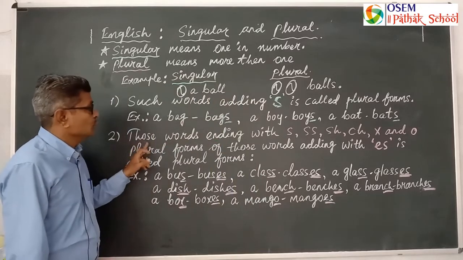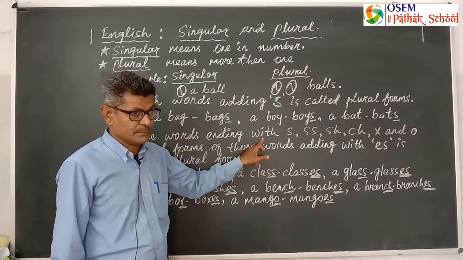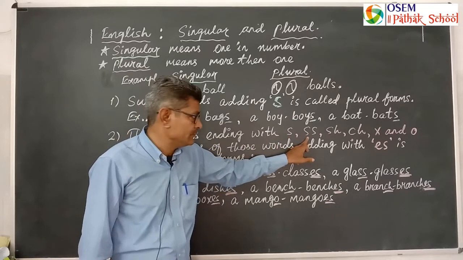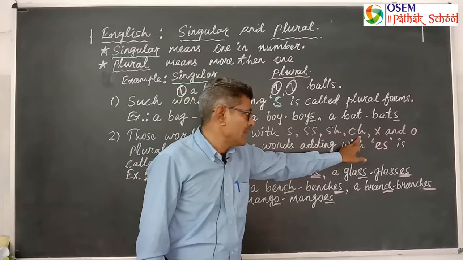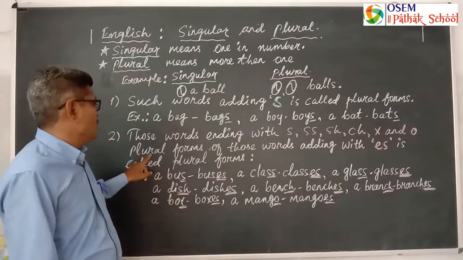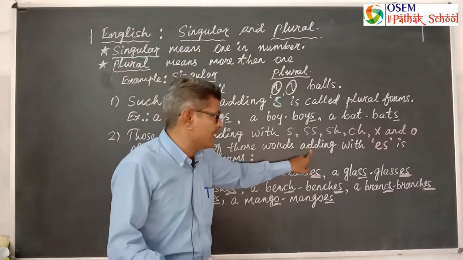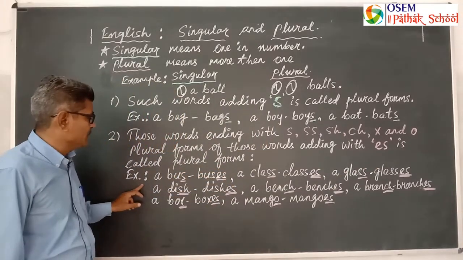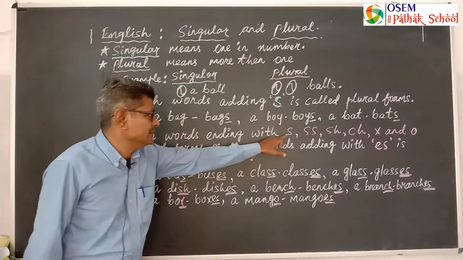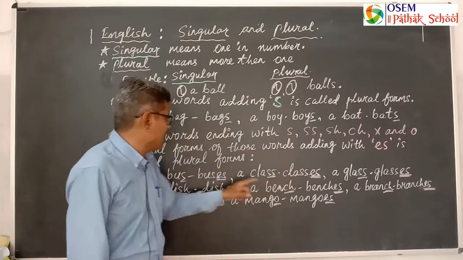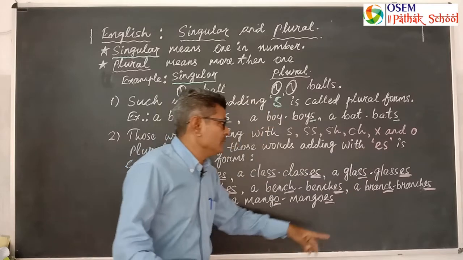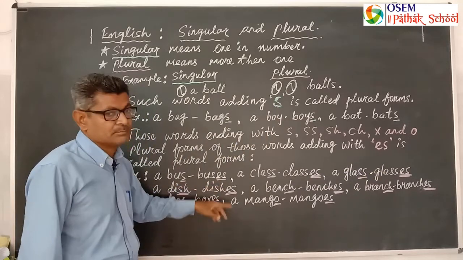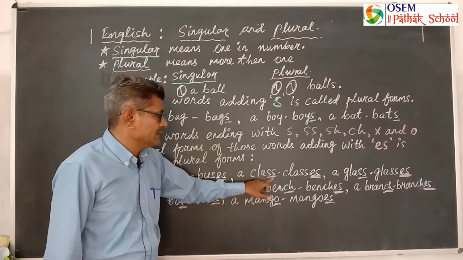So point number two. Keep in your mind, for those words ending with s, double s, sh, ch, x, and o, to make the plural form you have to add es. See here, I gave the example: a bus, B-U-S. The S is here, so we have to add E-S when making the plural form of this word. B-U-S, E-S, buses. Bus, buses.